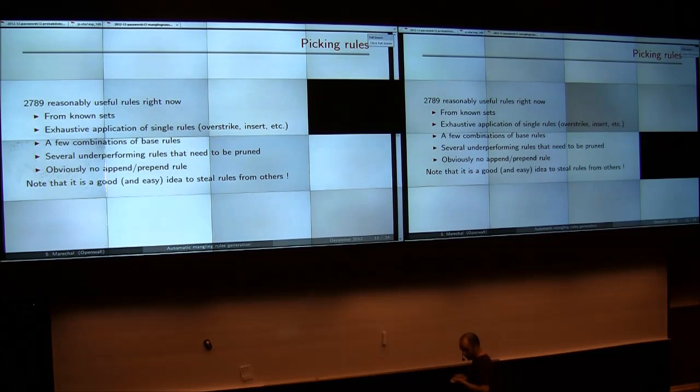So I selected that number of rules from known sets. So for example, all of John the Ripper's rules, I took lots of rules from Hashcat, the Hashcat rules that are distributed with the binary. I also added exhaustive combinations of simple rules and a few combinations of rules that seem to work very well. There are still very badly performing rules in the set that need to be removed. And obviously, I didn't add any appending or prepending rule.